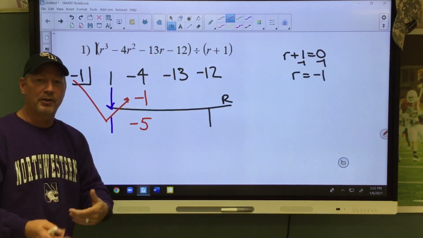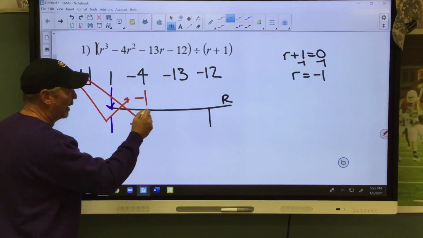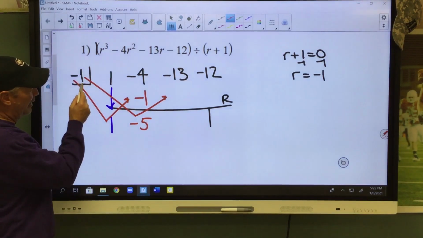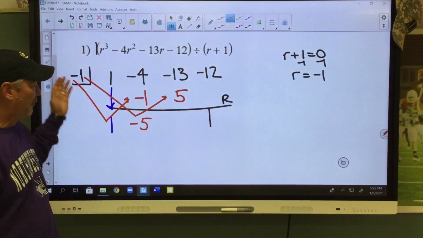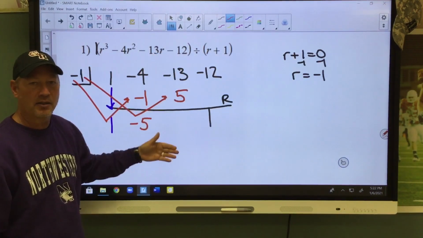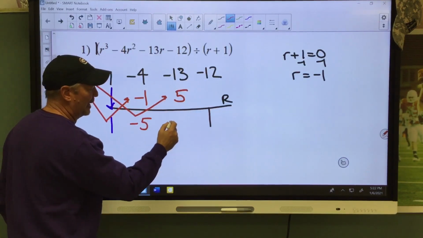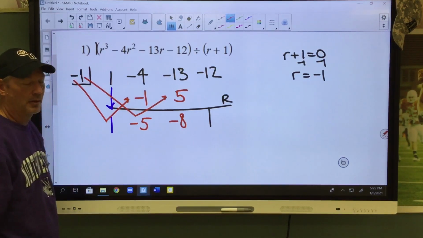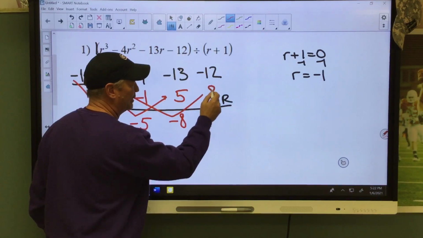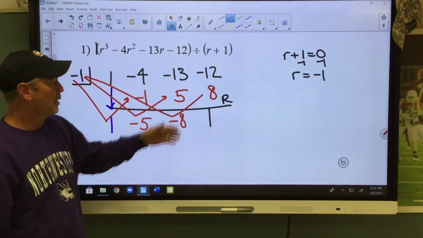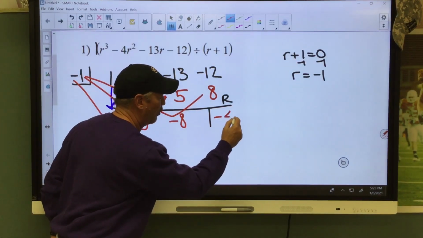And we're going to repeat that process. We're going to go -1 times -5. -1 times -5 is a +5. After we multiply, we add or subtract to combine like terms. This will give me a -13 and 5 gives me a -8. Again, -1 times -8 is a +8. Combine like terms, -12, +8 is a -4.